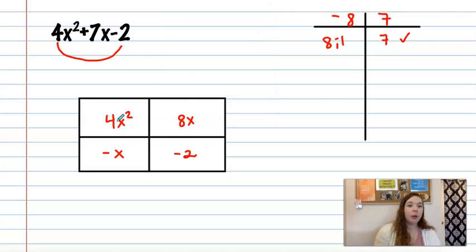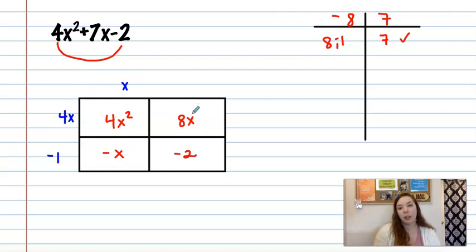So for this row, 4x squared and 8x, my greatest common factor is 4x. For this row, my greatest common factor would be negative 1. For this column, my greatest common factor would be x, and if I check, 4x times x is 4x squared, negative 1 times x is negative 1x.